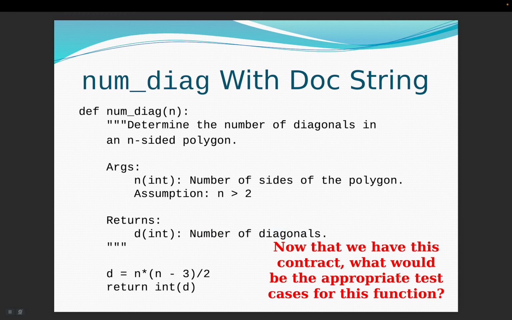So now that we have this contract, what would be the appropriate test cases for this function? So now you've got to think. Appropriate test cases would be any number greater than 2, right?